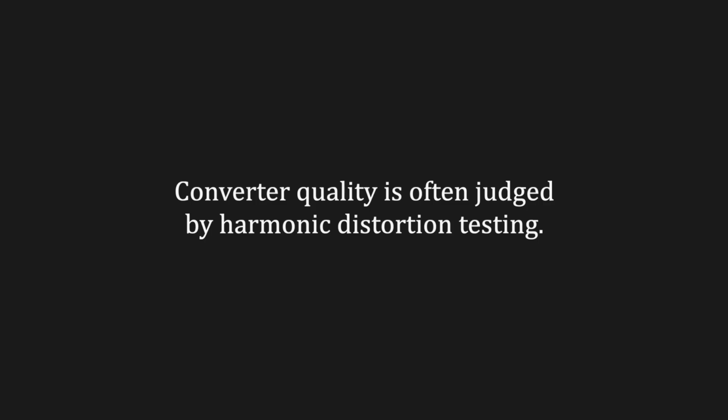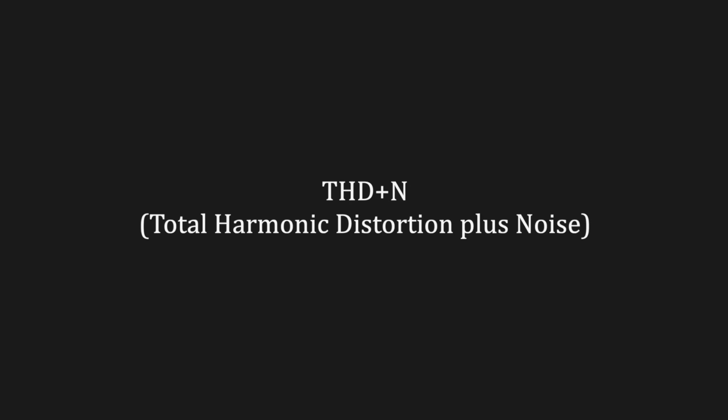When a pure sine wave is input, the output should contain only that tone. Any extra frequencies in the output, harmonic multiples of the original, show distortion. Because random noise is also present, this is measured as THD+N, total harmonic distortion plus noise.